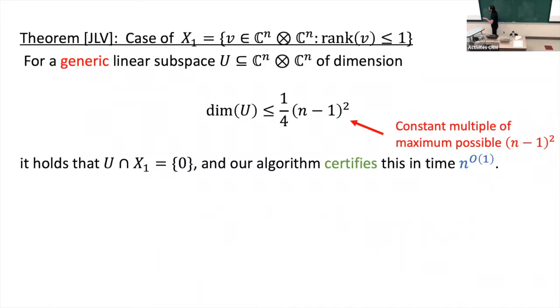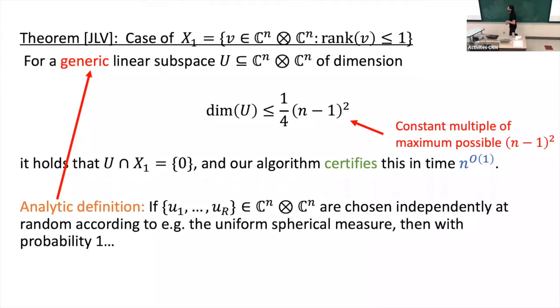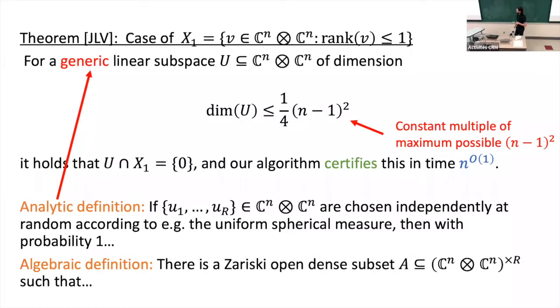The maximum dimension of a subspace that trivially intersects X1 is (n-1)^2. So you lose a factor of 4, and you have this genericity assumption. What do I mean by genericity? I mean that if you pick a basis for U independently at random according to some measure, for example uniform spherical measure, then with probability 1, all these things happen. Or you can think about the algebraic definition: there's a Zariski open dense subset of the R-tuples of C^n tensor C^n for which this happens. Big R being the dimension? Yes, thanks, I did not put this. Big R is the dimension.